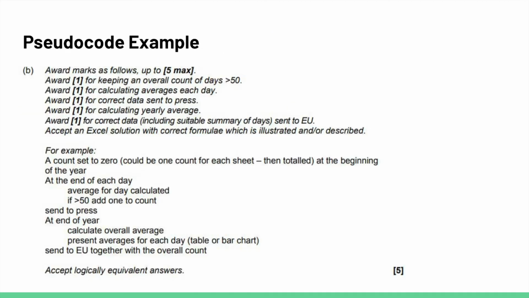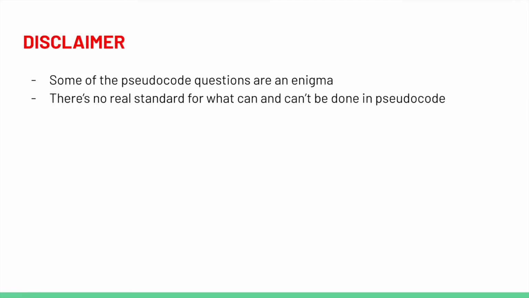Now, one thing I did want to show you is that in some of the older examples, rather than writing pseudocode in the traditional pseudocode syntax, there's literally just a textual explanation, which I believe is actually valid. So this is something to keep in mind if you still have trouble with IB pseudocode. Now, one disclaimer I want to give you is that some of the pseudocode questions in option B are an absolute enigma. Honestly, this is probably one of the worst written exams I've ever seen. And there's no real standard for what can and can't be done in pseudocode.